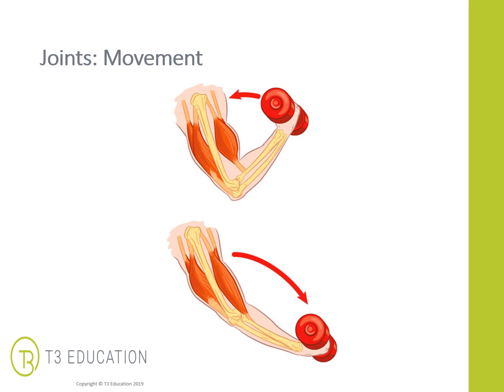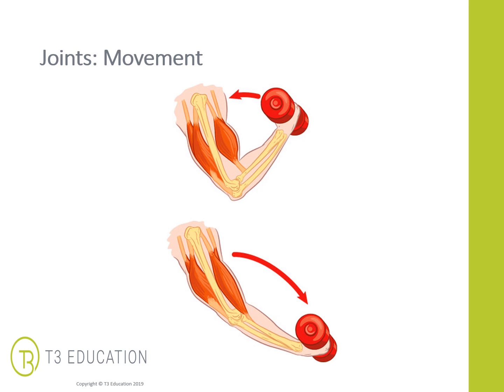Different types of contractions. Where we have this contraction and shortening of a muscle, like we've discussed here, that is called a concentric contraction. Where we have a contraction but no movement at all, for example in a gripping stance, we call this isometric contraction.